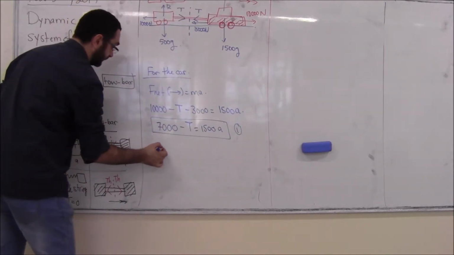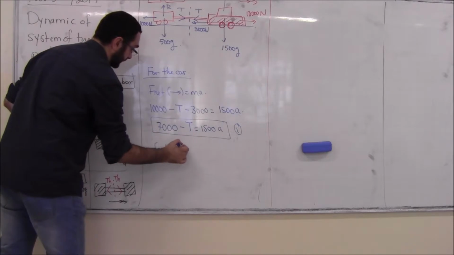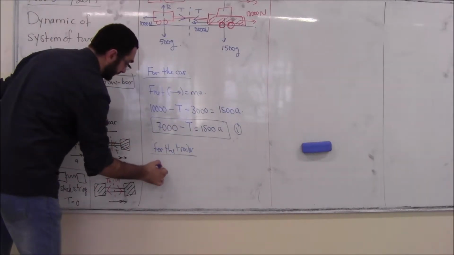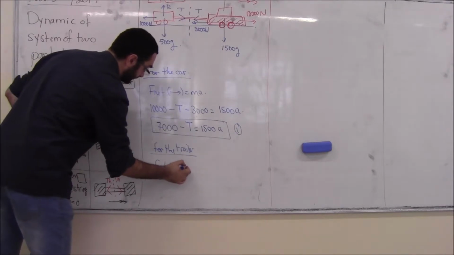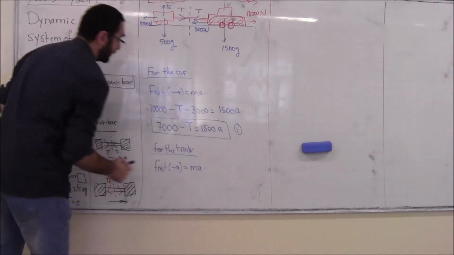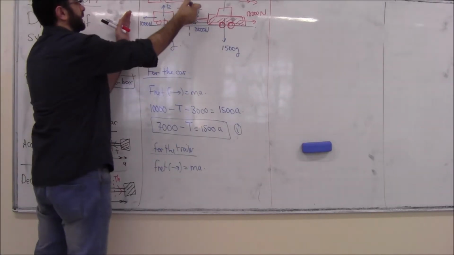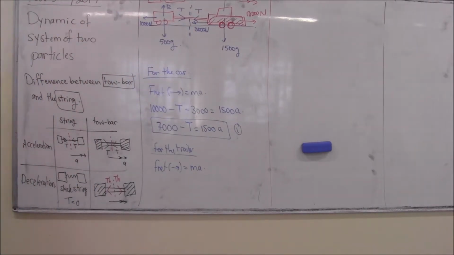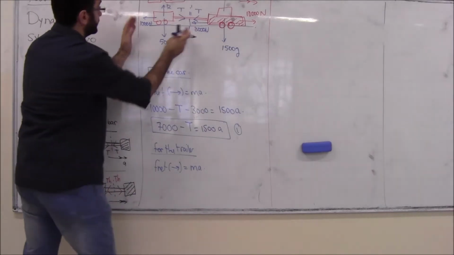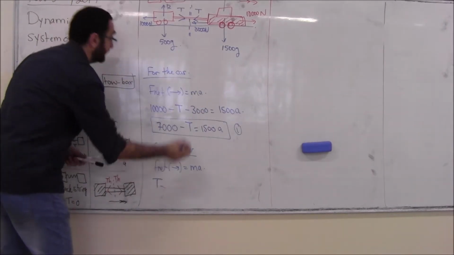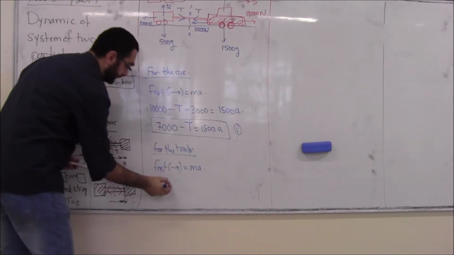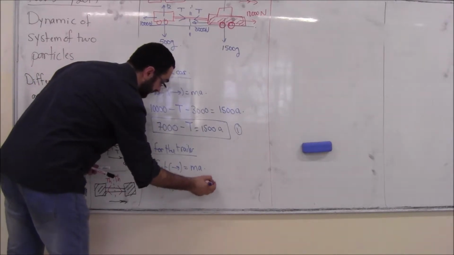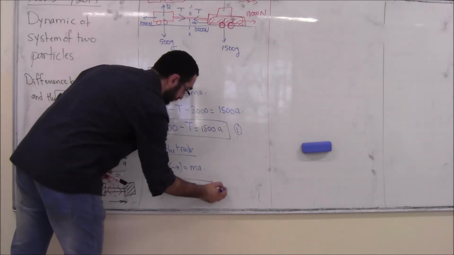Now for the trailer. F net forward equals ma. What do we have forward here? We are treating them independently, individually. Tension minus 1,000 equals 500a. This is equation number 2.